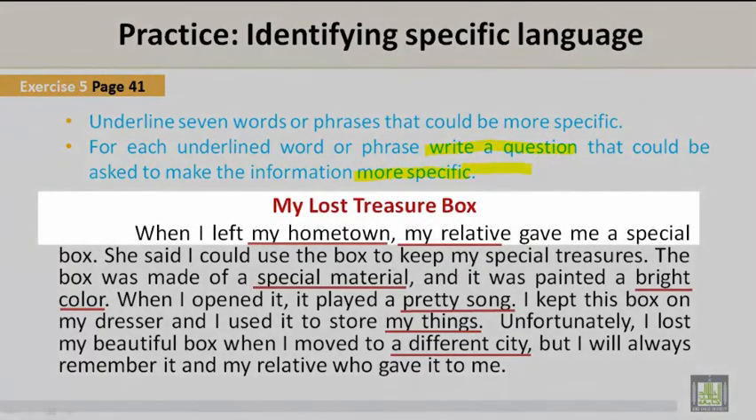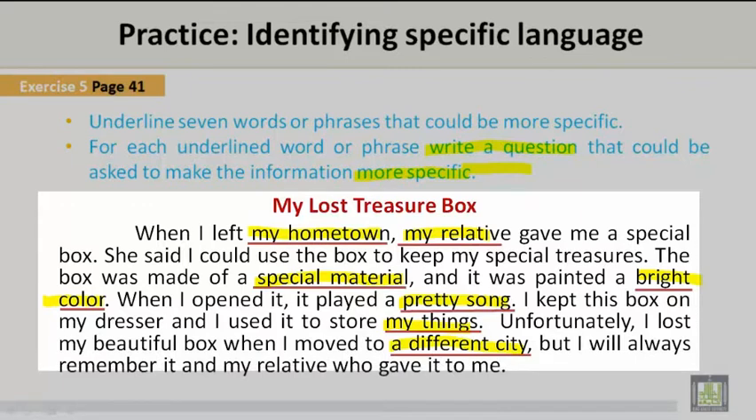My lost treasure box. When I left my hometown, my relative gave me a special box. She said I could use the box to keep my special treasures. The box was made of a special material, and it was painted a bright color. When I opened it, it played a pretty song. I kept this box on my dresser, and I used it to store my things. Unfortunately, I lost my beautiful box when I moved to a different city, but I will always remember it and my relative who gave it to me.